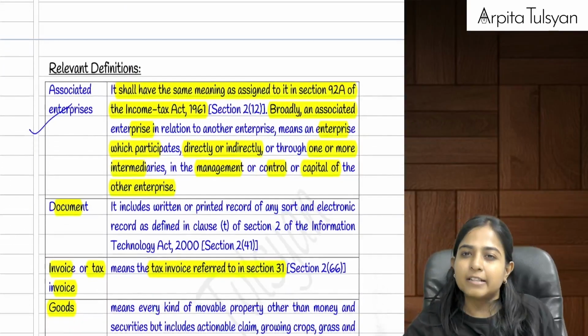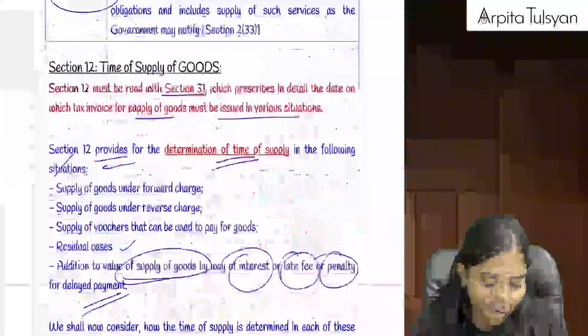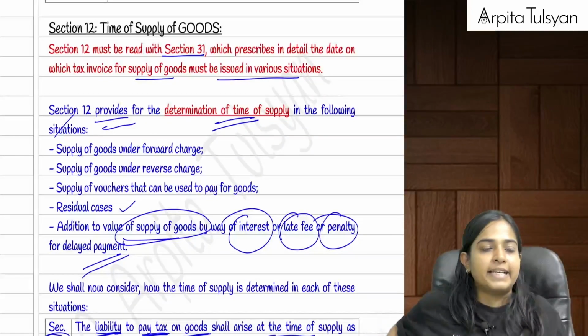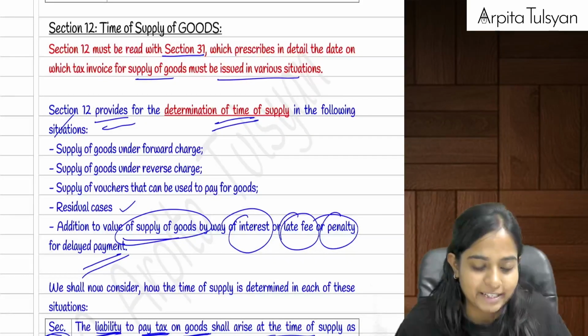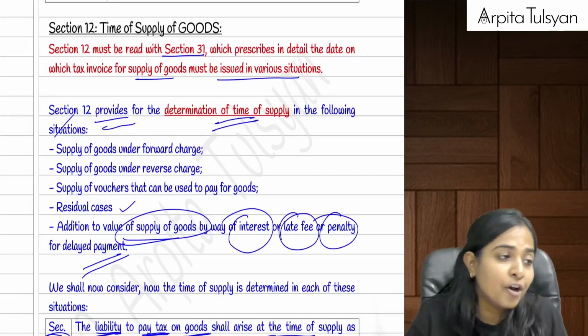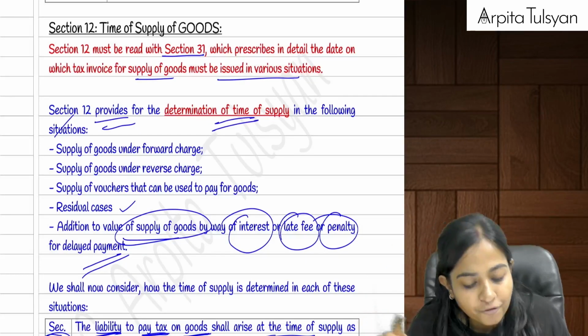Now you have got a few definitions given in your book. We will consider the definitions as and when required. Now starting with section number 12, one of the most important sections here, section number 12 and 13. Yes, these two are the important sections. Section number 12 talks about time of supply in case of goods. Section number 13 is going to talk about time of supply of services.